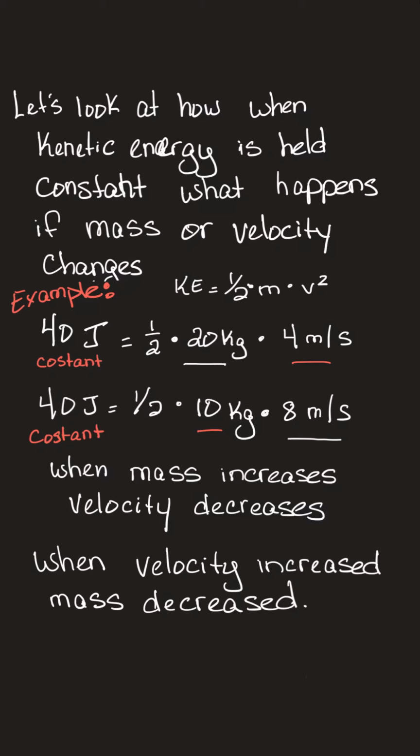If our energy is held constant at 40 joules, and now we increase the velocity to 8 meters per second, then our mass has to be lower at 10 kilograms. When mass increases, then velocity decreases. When velocity increases, mass is decreased, as long as the kinetic energy remains constant.